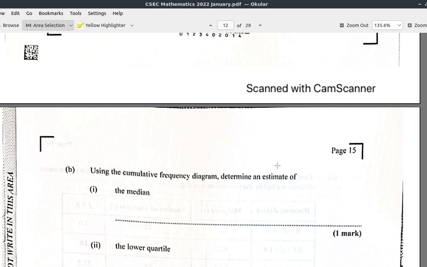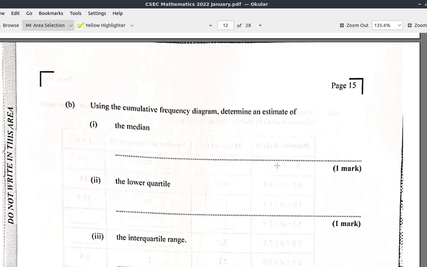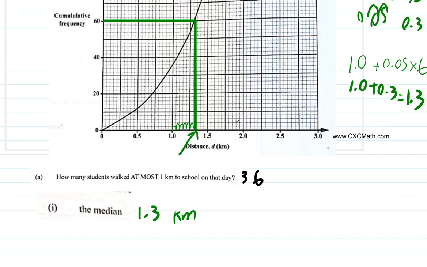Now the next thing, they ask for the interquartile range. An estimate of the interquartile range. Remember, you have to remember about your interquartile range business and your quartiles and so on and so forth, right?